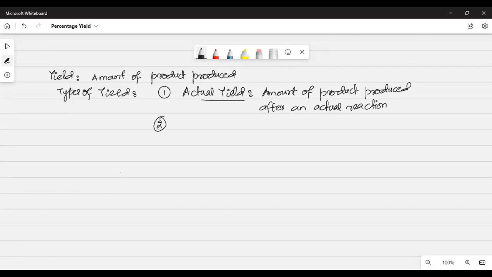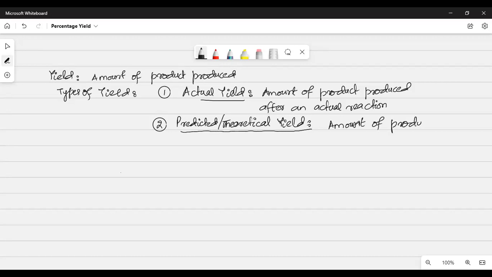And secondly, we say predicted yield. We sometimes call it theoretical yield. Predicted or theoretical, both kinds of yield mean the same, and that's the amount of product produced in theory or on paper.